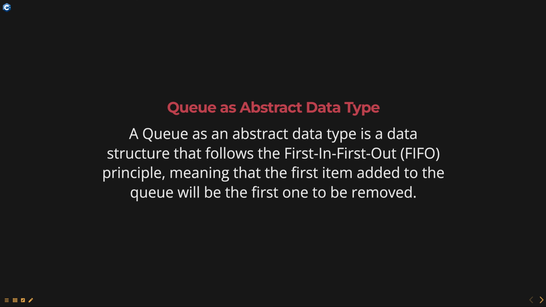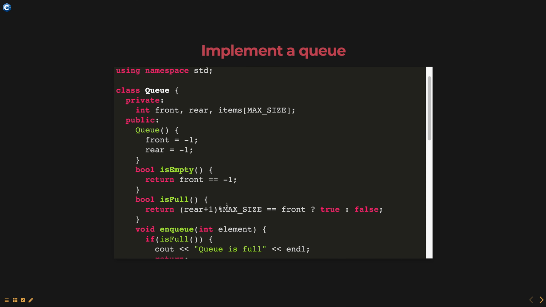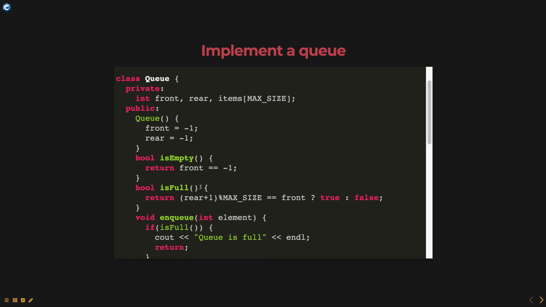In this example, the queue class implements a queue using an array items. The front and rear are both -1, indicating an empty queue. The isFull method returns true if the rear is one position ahead of the front in the circular array.